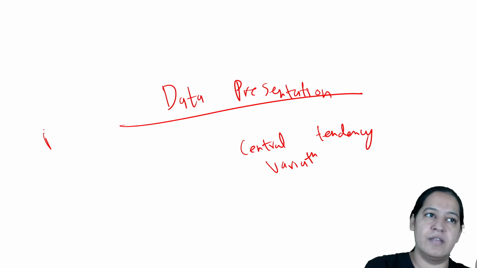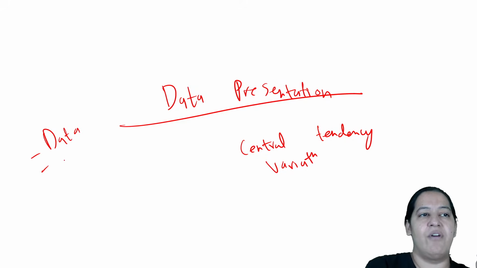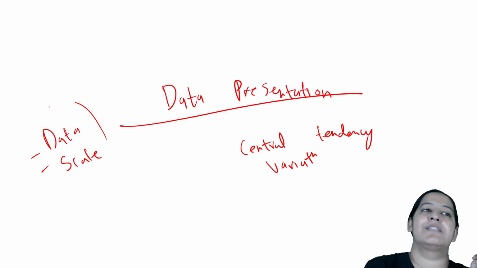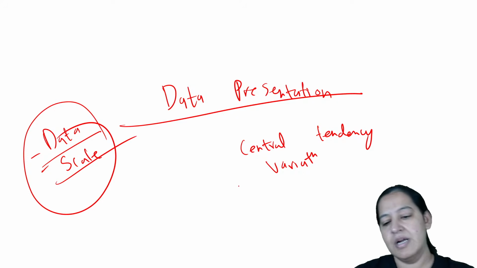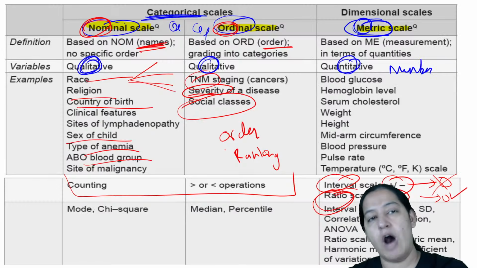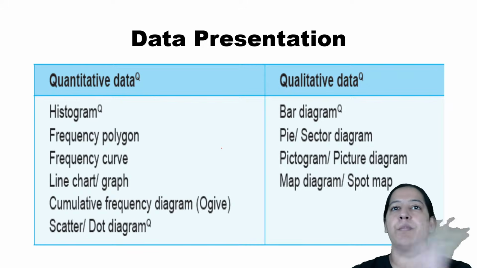We have already done the classification of data, and we have already done the scales on which this data is measured. This is the last lecture. So I'm starting with data presentation. How we present the data. So this is how we present the data.